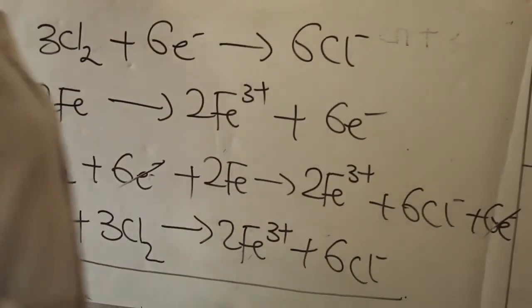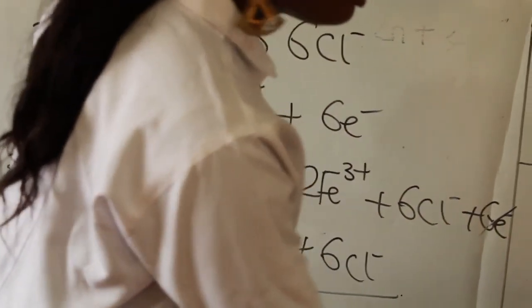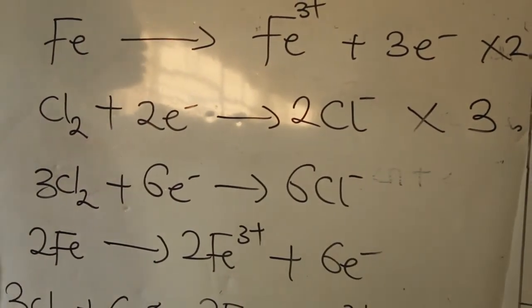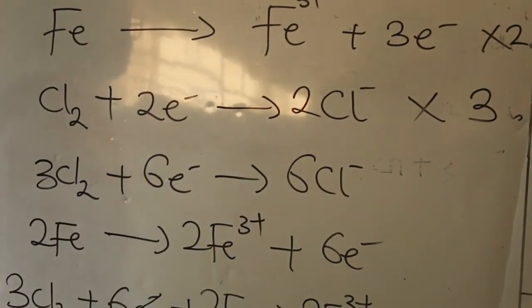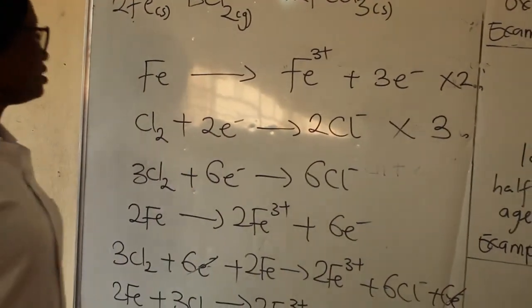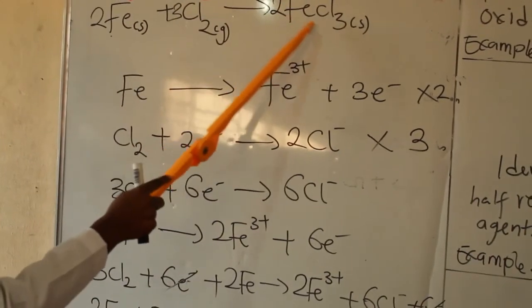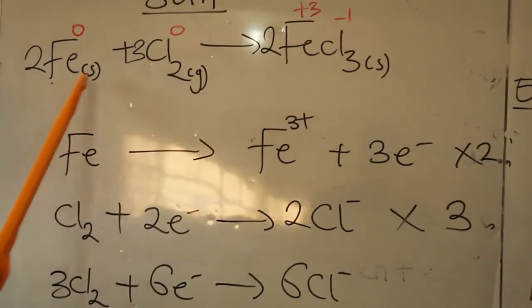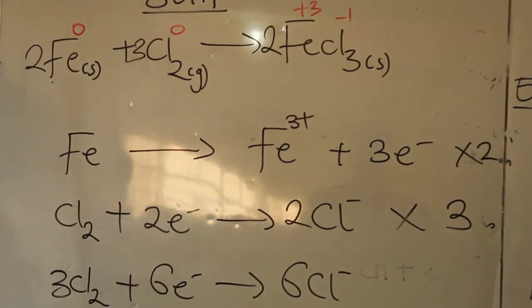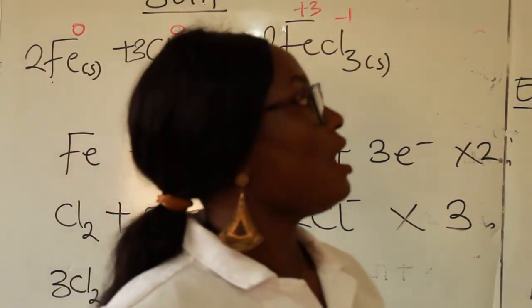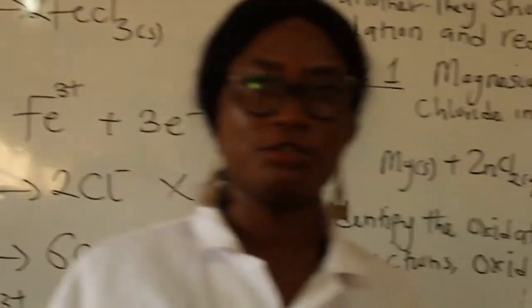Now, what do we do next? Identify oxidizing and reducing agents. Of course, from what I told you, the one that is donating electron is the reducing agent, while the one that is gaining electron is the oxidizing agent. Now, because iron donated, iron is the reducing agent, and then chlorine is the oxidizing agent. Now, this is for half redox reaction.